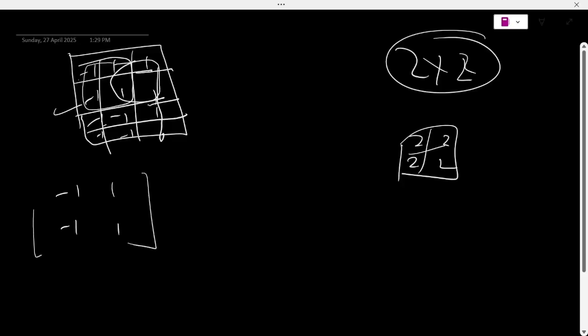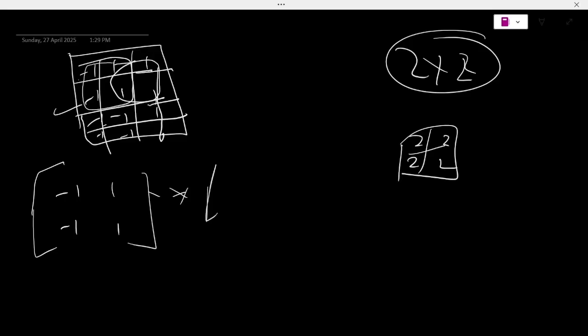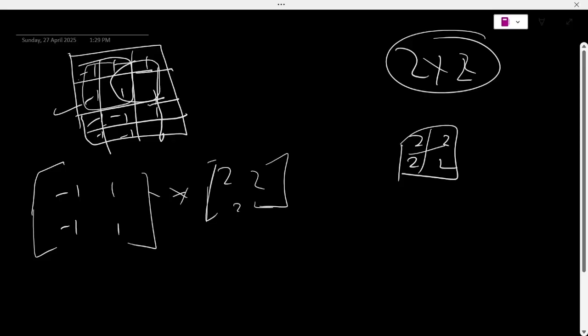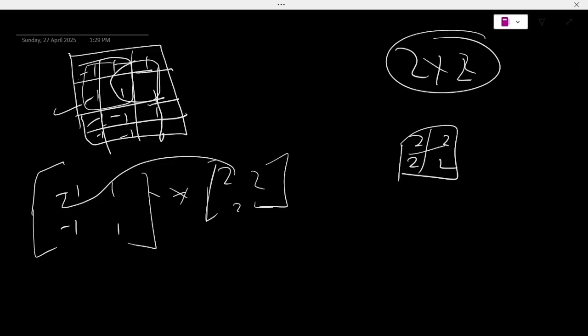So this will be magnified by the filter, right? A 2 by 2 filter. So how will it do it? It will first multiply the first component of the image, or the first pixel of the image, with its weight, which will become 2 into minus 1, which is minus 2.